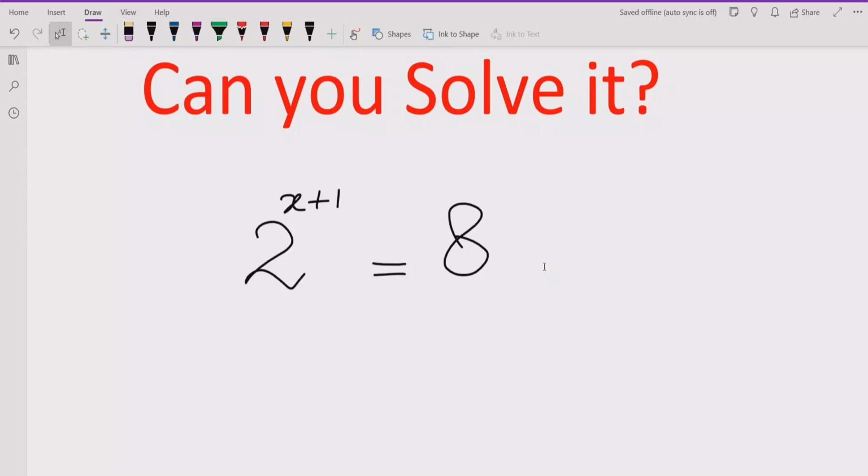Today we will learn about something different which is related to the exponent quiz. So now we will learn what is the value of x here and we will solve it in today's class.